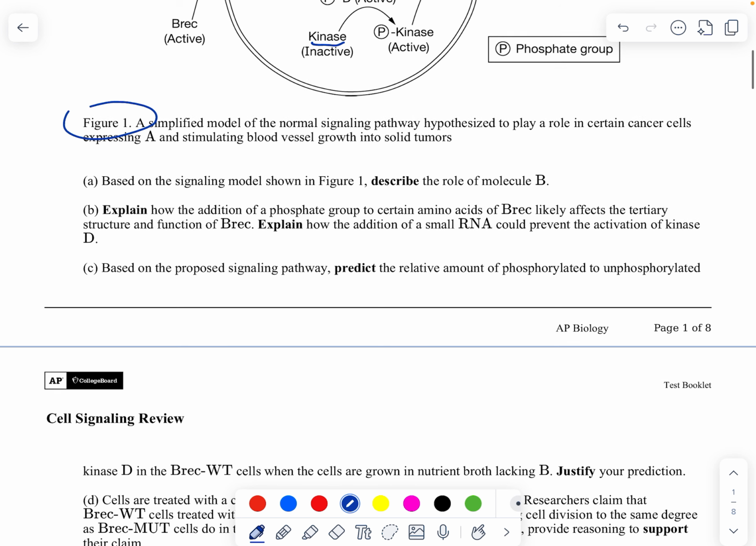Again, definitely pause before you dive into this. Go through and answer them yourself, and then come back and see what I have gone over with you. Okay, so letter A. Based on the signaling model, describe the role of molecule B. Well, molecule B is the ligand, and it binds to the receptor. Okay, one sentence, done. Explain how the addition of a phosphate group to certain amino acids of BREC likely affects the tertiary structure and function of BREC. Explain how the addition of a small RNA could prevent the activation of kinase D.